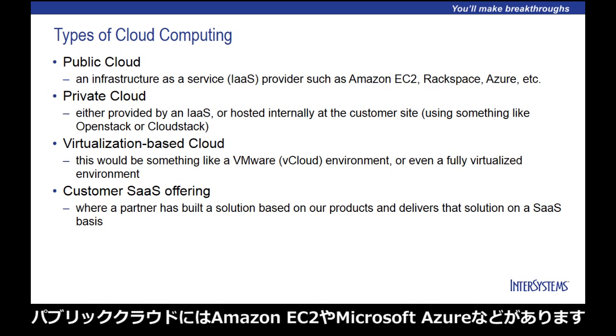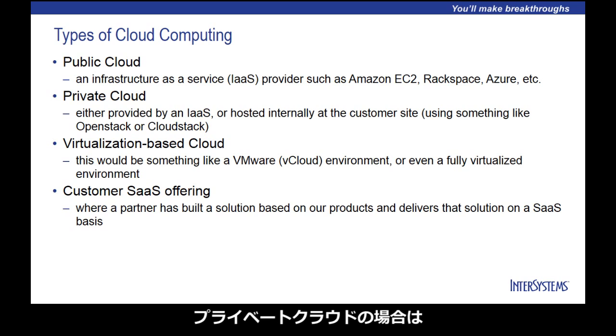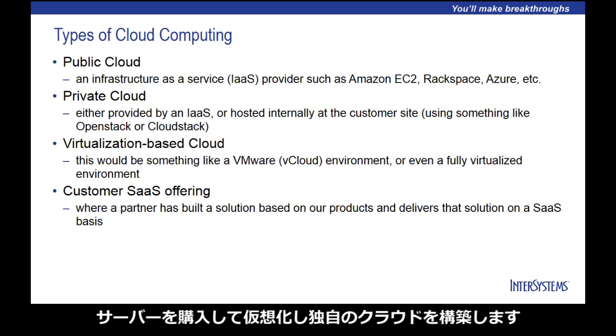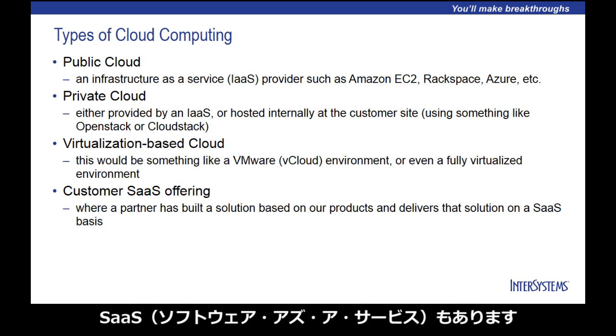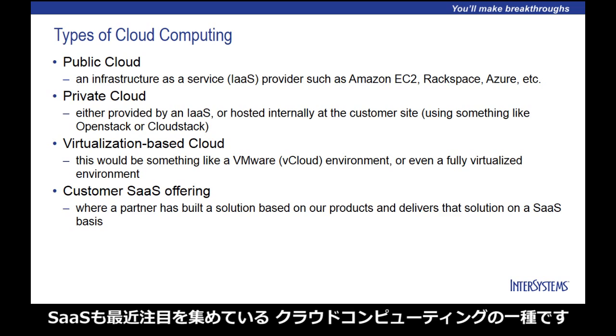So public cloud, like Amazon EC2 or Microsoft Azure. You have a private cloud concept, a virtualization-based cloud where you buy the servers and you virtualize it and you create your own cloud. Or a SaaS offering. A SaaS offering, software as a service offering, is also a specific trend or specific type of cloud computing that I like to call out.